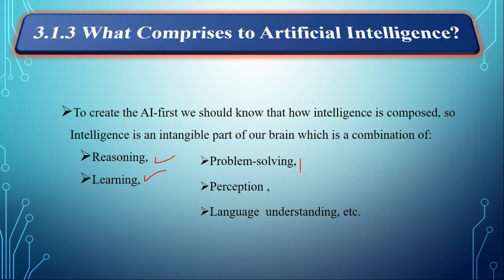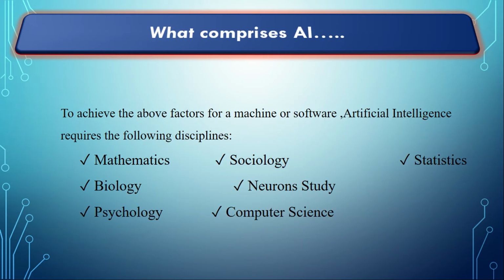I think this is the main idea: in order to create an AI system, it should be intelligent. To achieve the above factors for a machine or software, artificial intelligence requires the following disciplines.